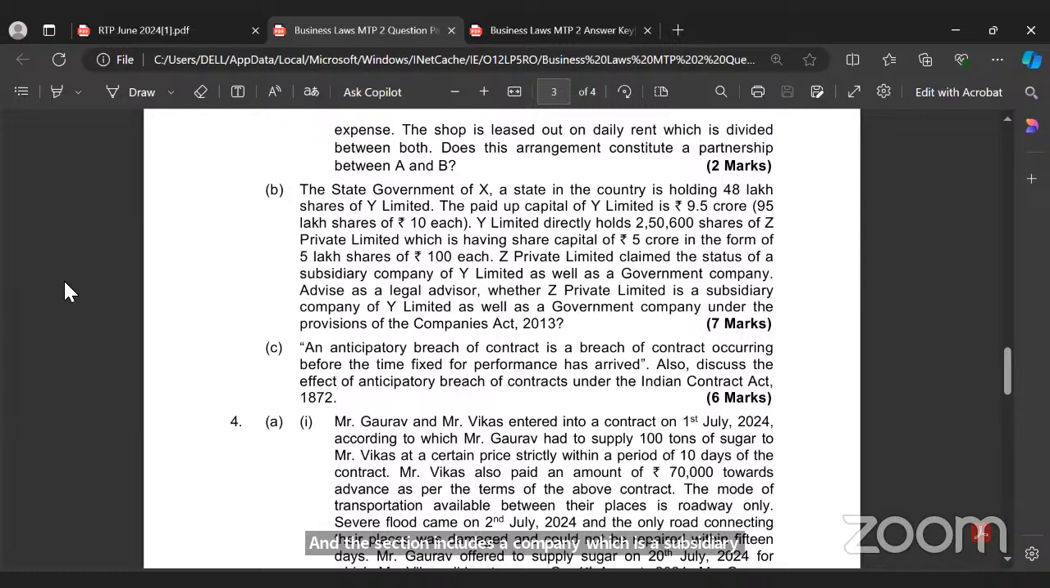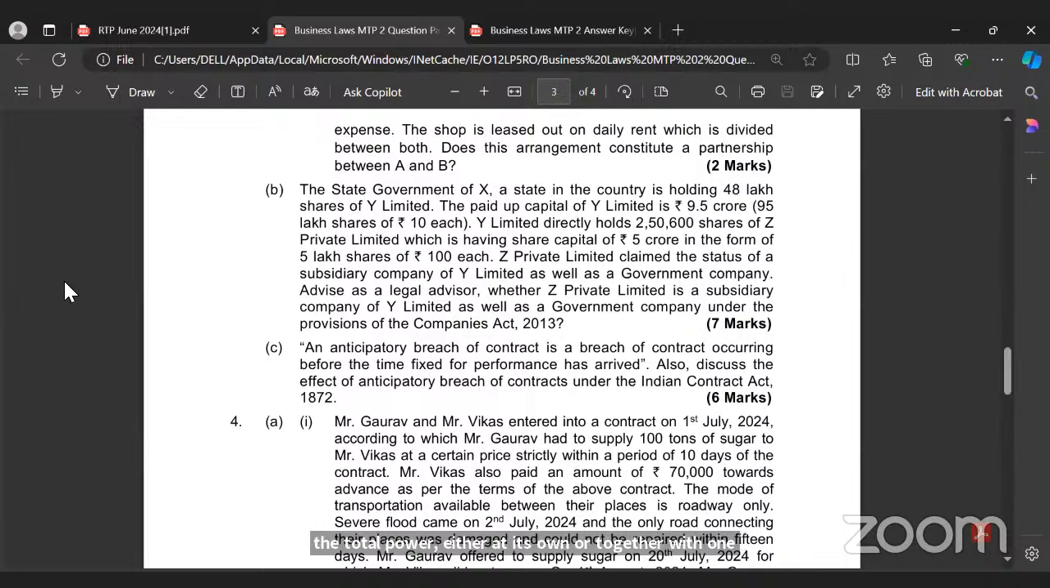As per Section 2, Clause 87 of the Companies Act 2013, subsidiary company in relation to any other company, that is to say the holding company, means a company in which the holding company, first, controls the composition of the board of directors, or second, exercises or controls more than one half of the total voting power, either on its own or together with one or more of its subsidiary companies.